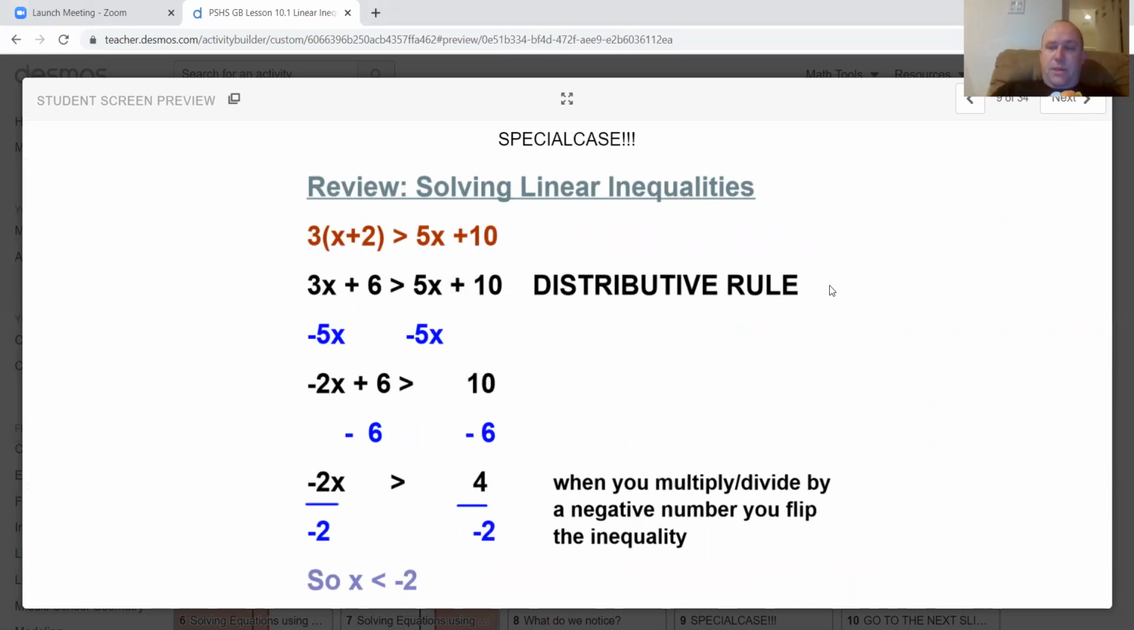Now, the exception to the question is, and I switched this just a little bit, instead of making it x plus 10, I put 5x plus 10. So distribute, take away 5x from both sides, so I get negative 2x, subtract 6 from both sides.